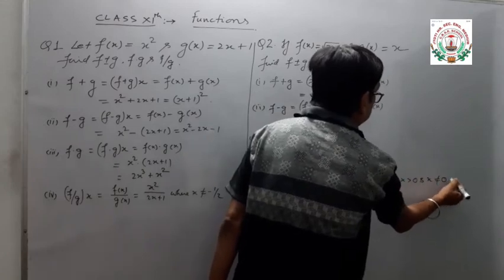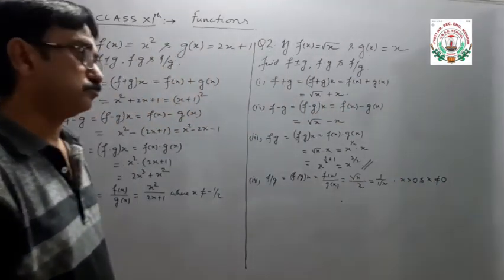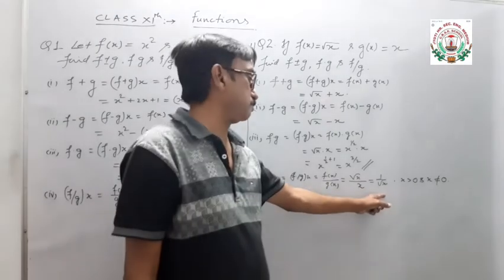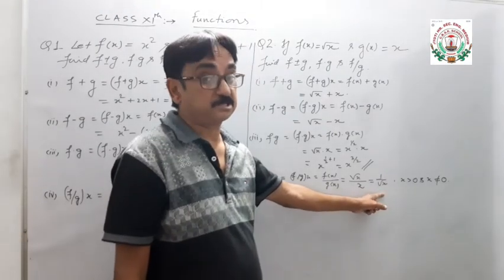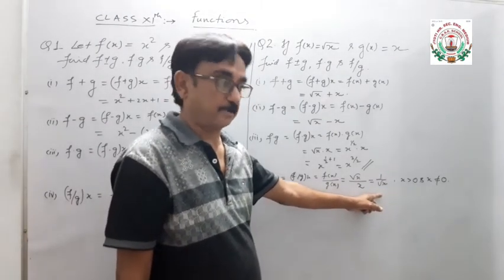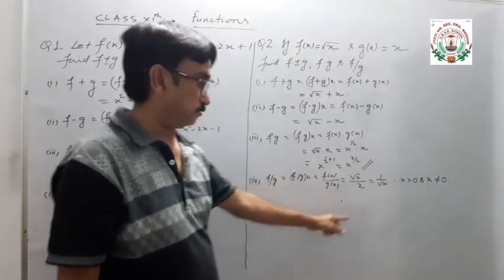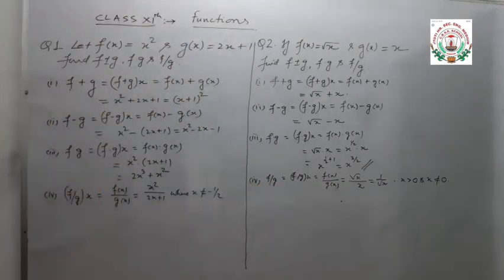And also x should not be equal to 0. अगर x की वैल्यू 0 हो जाएगी तो भी ये फंक्शन नॉट डिफाइंड हो जाएगा. Or if x is less than 0, then it will become a square root of a negative quantity, which is not possible. So these are the two questions related to algebraic functions: addition, subtraction, multiplication and division.